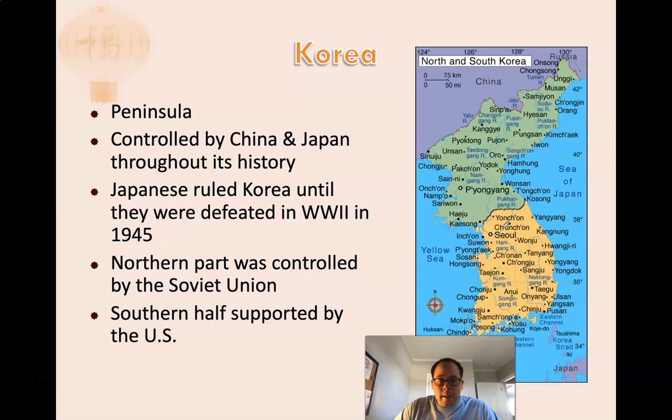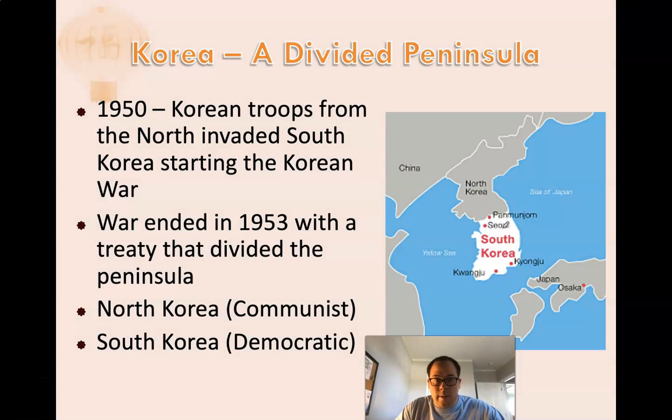Korea is a peninsula. It's been controlled by China and Japan throughout history. This is one of the first areas that Japan went in and imperialized. China has also had its fair share of control on the Korean peninsula. The northern part was eventually controlled by the Soviet Union. The southern half was supported by the United States, and went into a civil war.